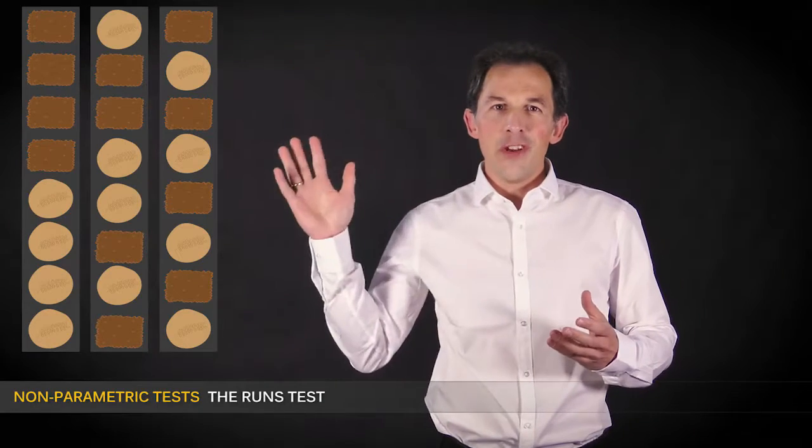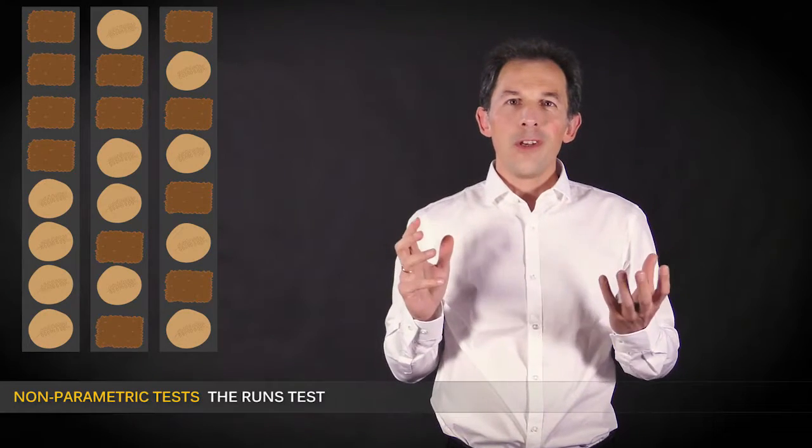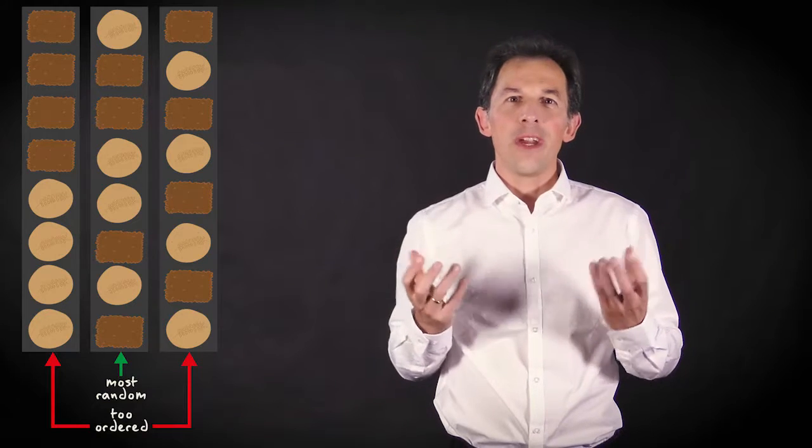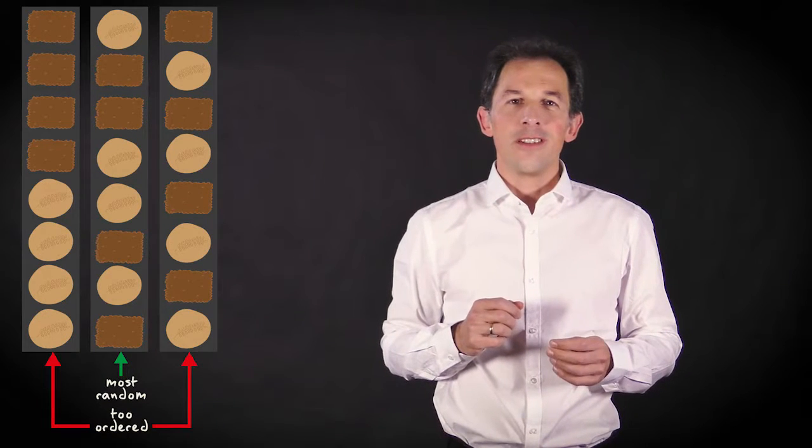Take a look at these 3 rows of biscuits. Which one looks most like a randomly ordered sequence to you? I bet you've chosen the one in the middle. The side rows just seem too regular to occur just by chance.